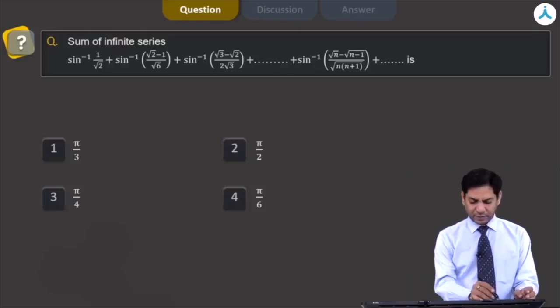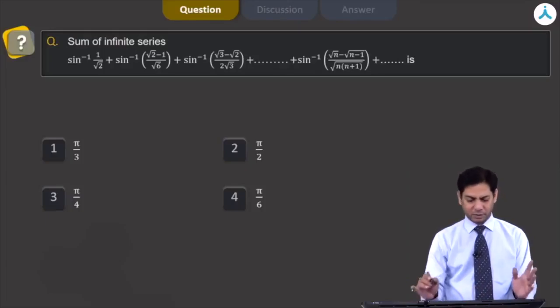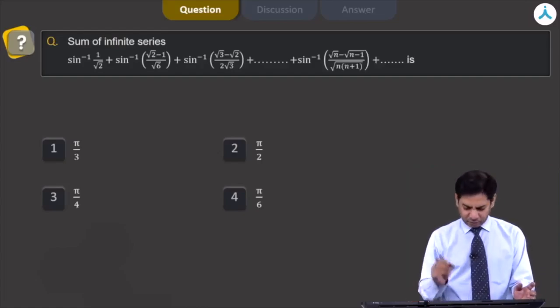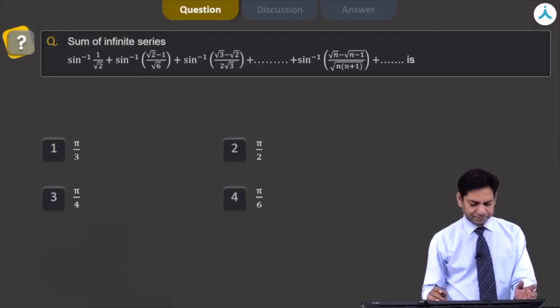The sum of the infinite series sine inverse 1 by root 2 plus sine inverse (root 2 minus 1) by root 6 and so on is to be obtained. So there is a series in sine inverse containing different types of angles, and we have to find the sum of these terms up to infinity. So let's see how we can do that.